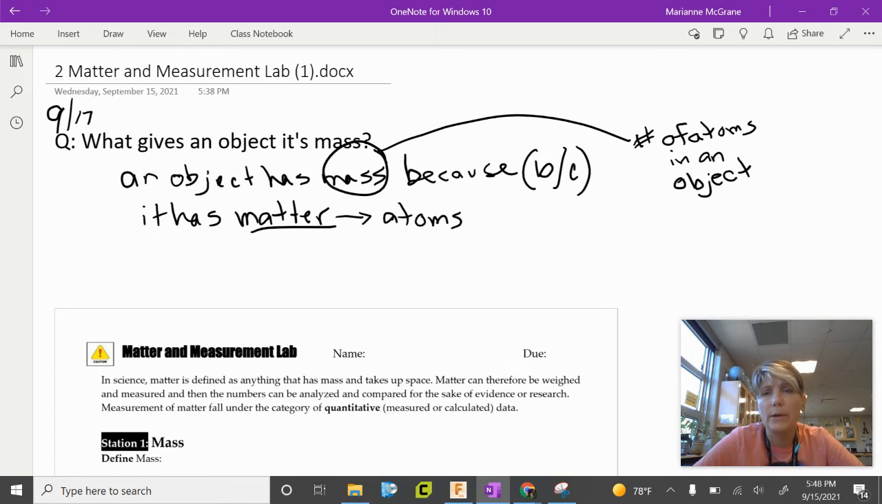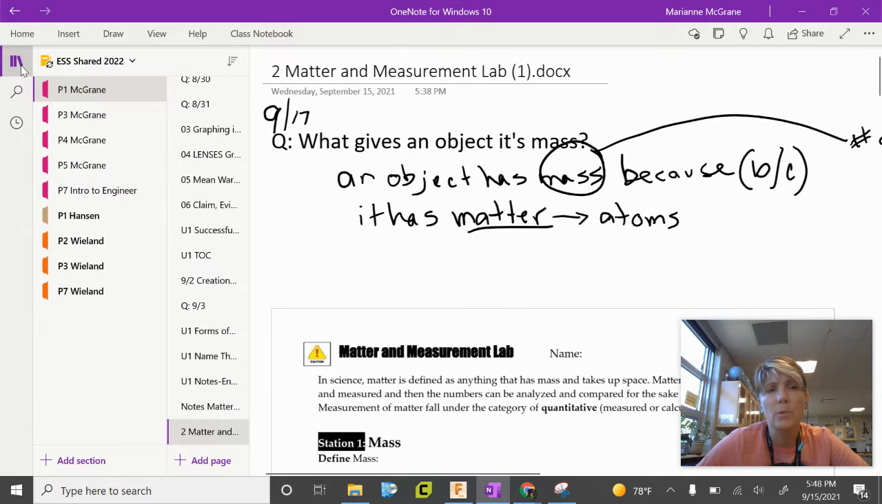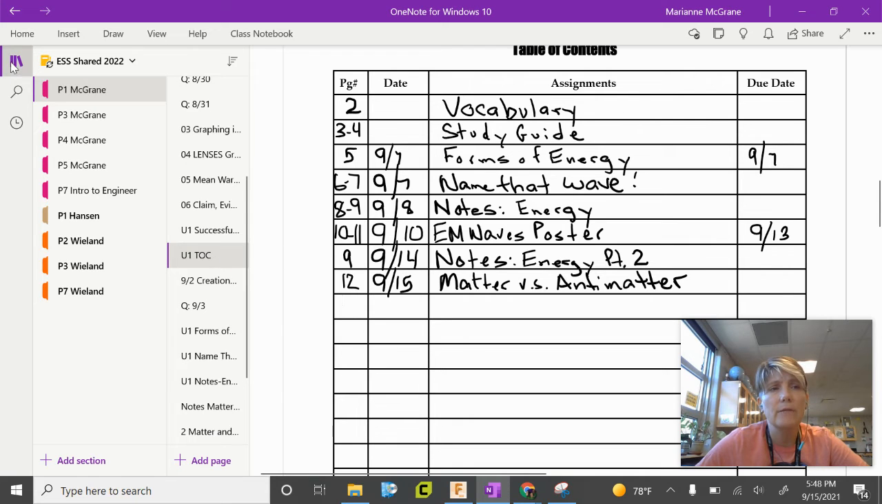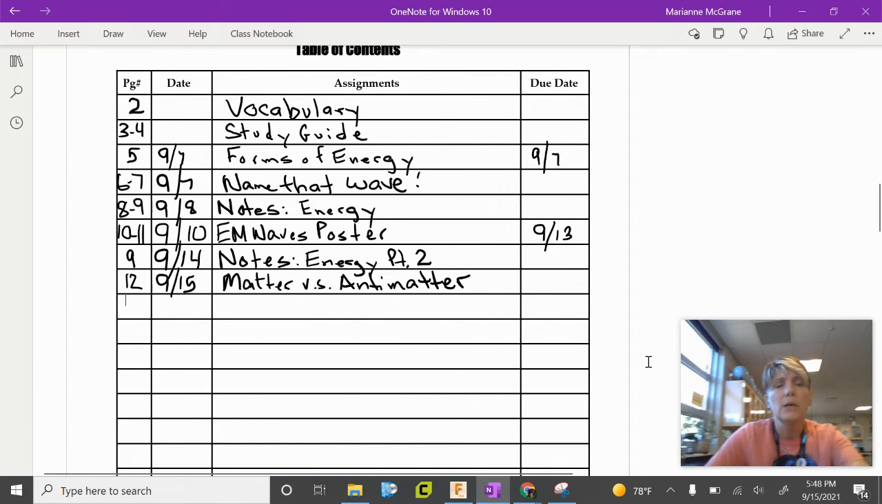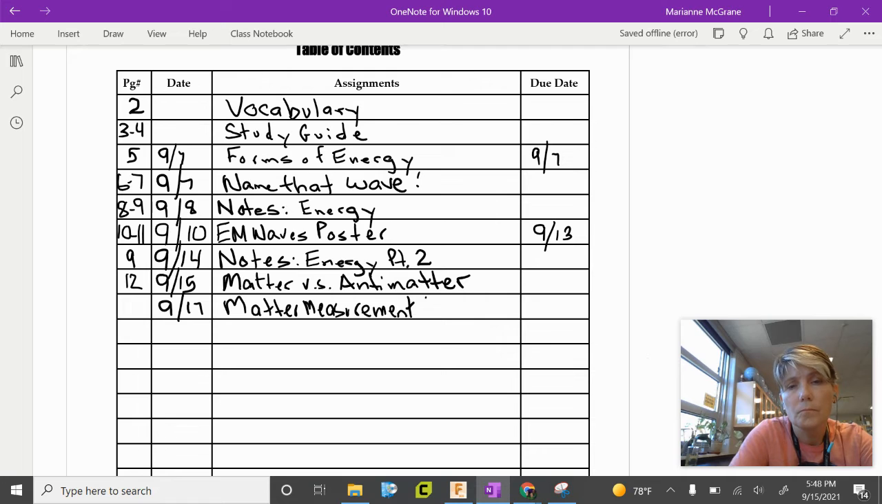Let's go ahead and look at what we're going to do on our lab. If everybody could please go to their table of contents. I'm going to go to my table of contents, and I'm just going to fill in what we're doing. We are going to be on the date of 9/17, and we're going to do a matter measurement lab. Okay, we're not going to worry about a due date on this right now.